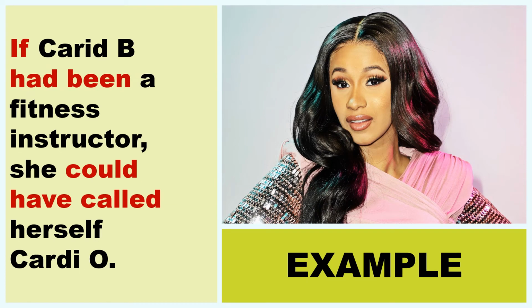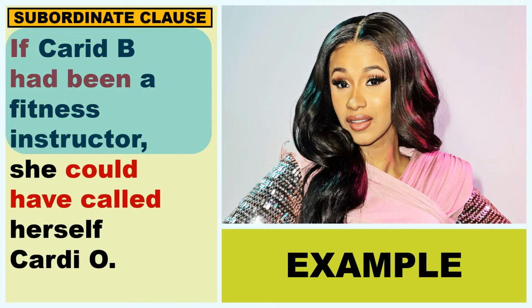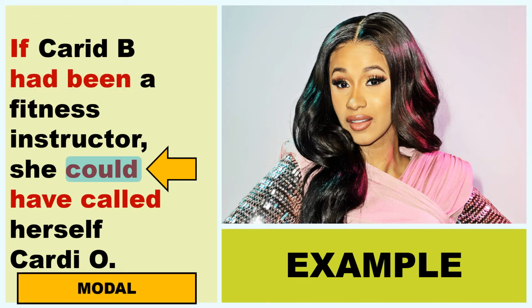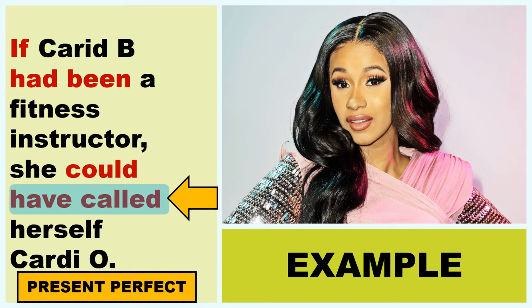Let's take a look at another example. If Cardi B had been a fitness instructor, she could have called herself Cardi O. All right, so we have "if," which shows that this is a subordinate clause. We have the words "had been" in the past perfect. And then in the independent clause, we have "could," which is a modal verb, of course. And then we have "called," which puts this in the present perfect, a past event that continues until or has an impact on the present.